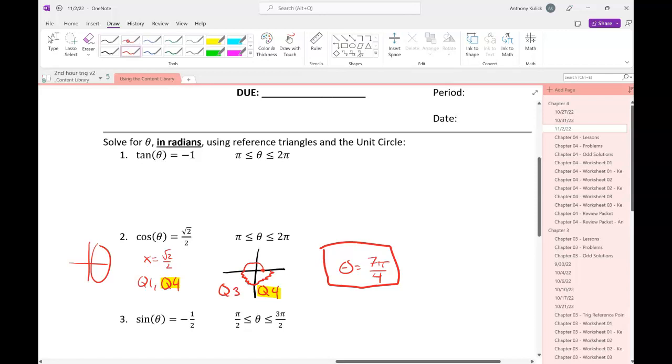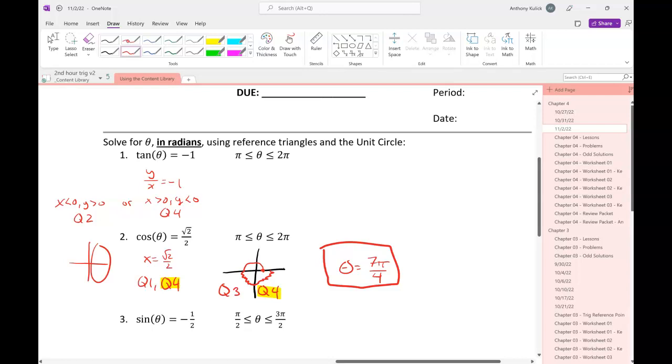So tangent on the unit circle is y over x. Now, if I divide two numbers and I get a negative, what does that say about the two numbers I'm dividing? One of them has to be negative. So we're either looking for where x is negative and y is positive, or where x is positive and y is negative. Everybody agree with that? So x is negative and y is positive, that's quadrant 2. And x is positive, but y is negative is in quadrant 4.